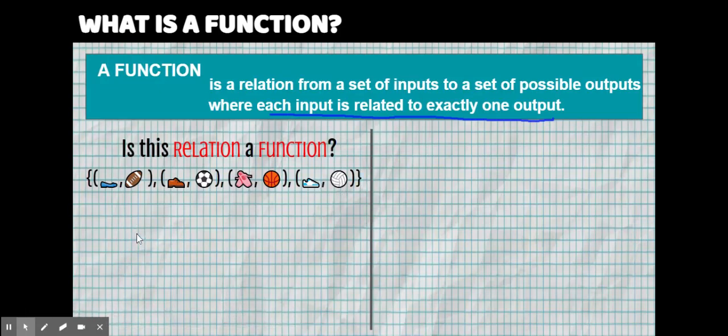So let's look at a little bit more details here. So if that is my set, which is called my relation, what are my input values? So if I have to pull my input values out of here so that I can see them, what would they be? Would they be shoes or would they be the sports, different balls that we have?